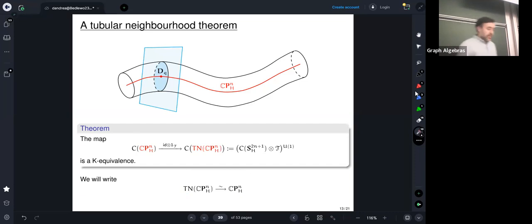And in the quantum case, it's not a deformation retraction, in the sense that you don't have a map going in the opposite direction, a natural way to include CP^N in its tubular neighborhood. So you lose this inclusion of CP^N into its tubular neighborhood, but you still have the map which contracts these fibers. And this map is as good as a deformation retract, meaning that it induces an isomorphism in K-theory.